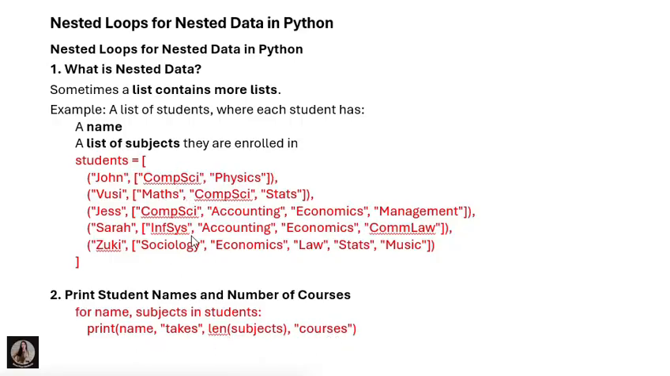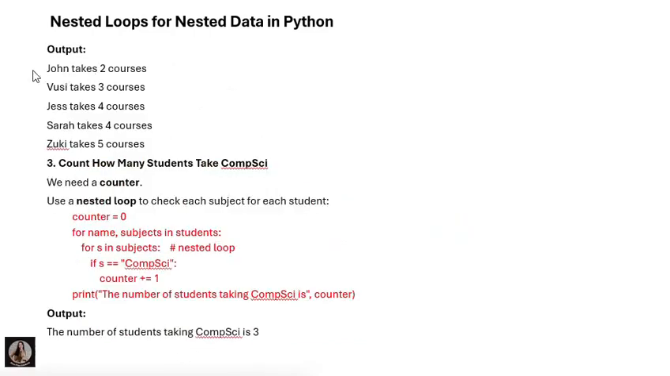It will print for all the students. Let us see the output. The outputs are John takes 2 courses, Lucy takes 3 courses, Jess takes 4 courses, Sarah takes 4 courses, Zuki takes 5 courses. This is the output that I will get. And count how many students have taken computer science.